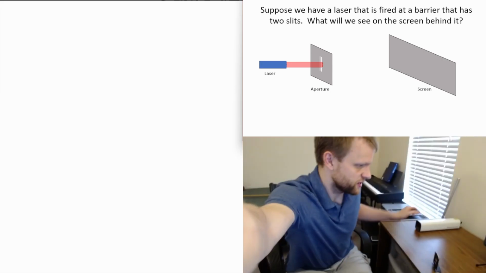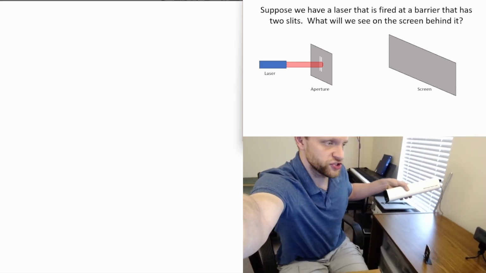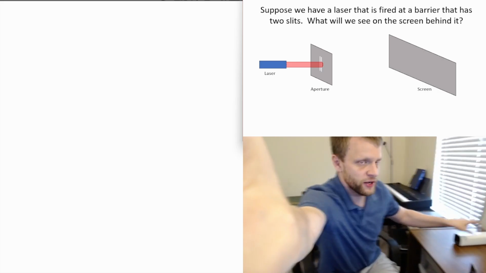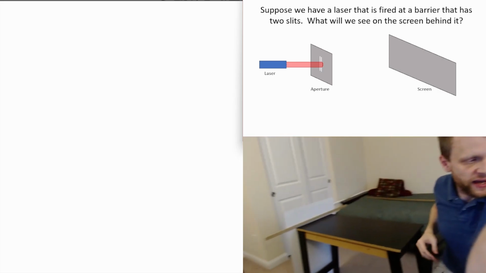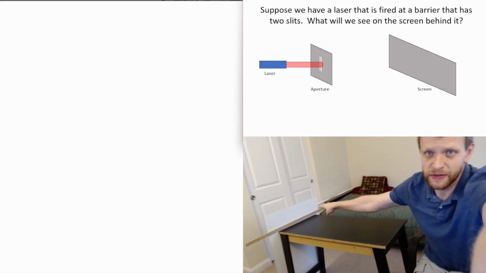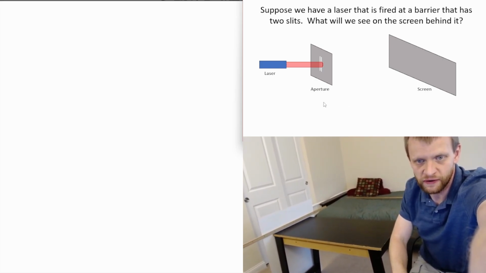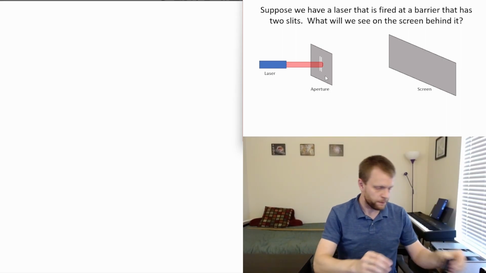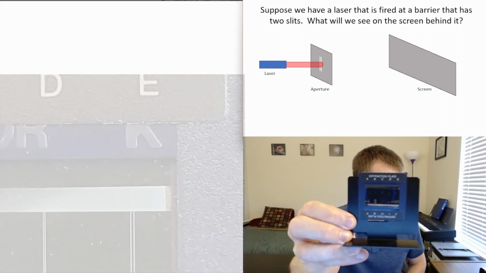As I said, I've got a laser over here. This is a helium neon laser. I'm going to be firing that laser at a barrier that I've set up. It's going to be exactly 2 meters away from this aperture that we're using. And the aperture that we're using is going to be this plate.